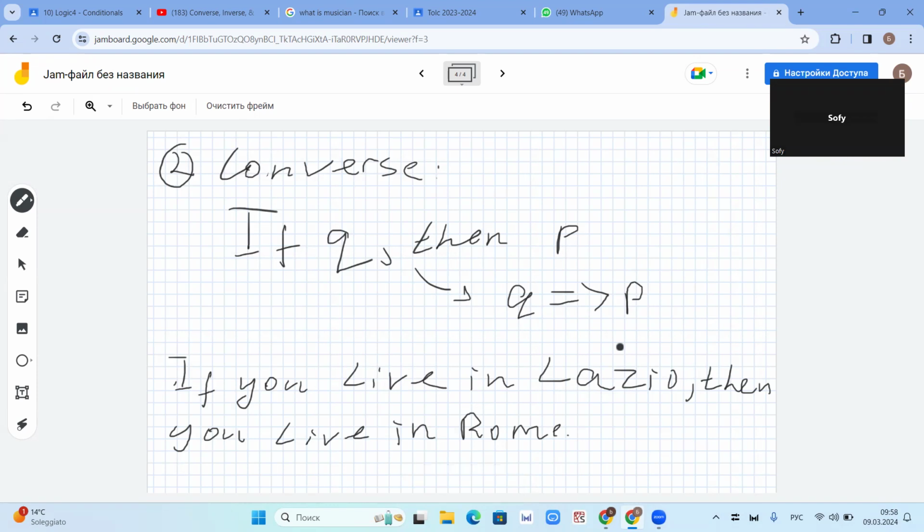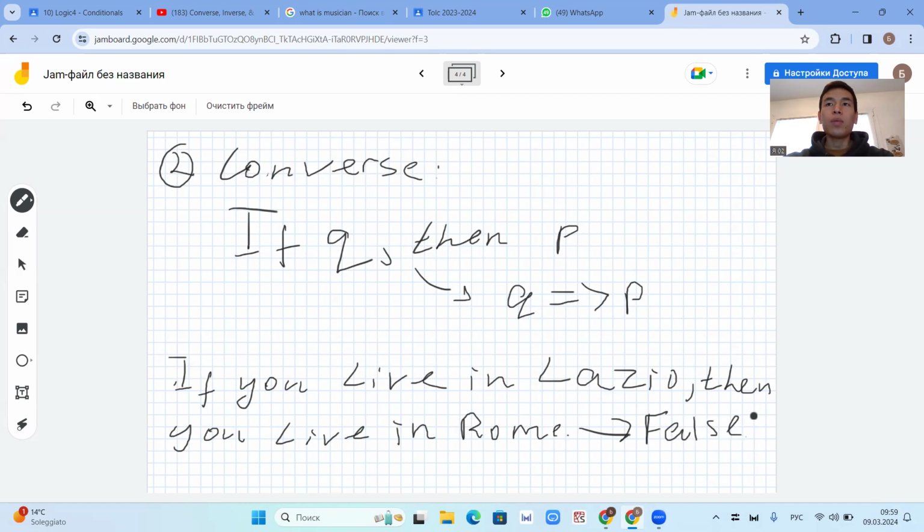What do you think? Should be false. Yeah, should be false, because if you live in Lazio, it does not imply that you live in Rome, because in Lazio there are other cities. Maybe you live in Lazio and you live not in Rome, but in Anzio or in Cassino. So living in Lazio does not imply that you live in Rome. There could be other possibilities, other chances that you live in another city rather than Rome. So this is false. Okay, guys, did you get it? Why is it false?